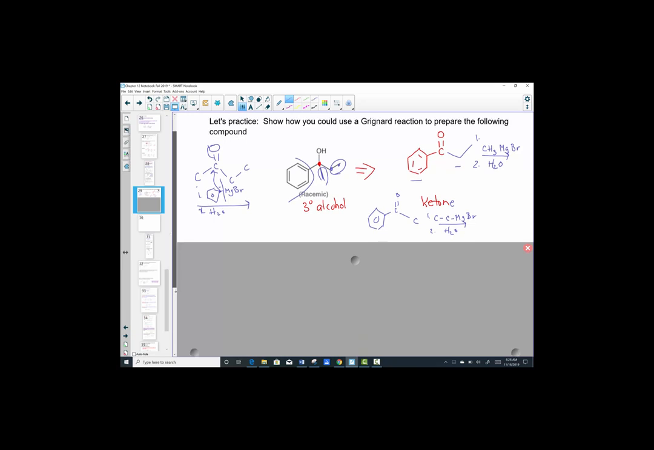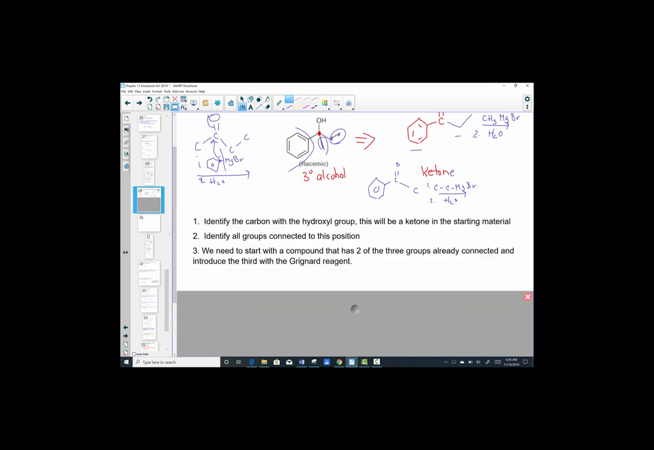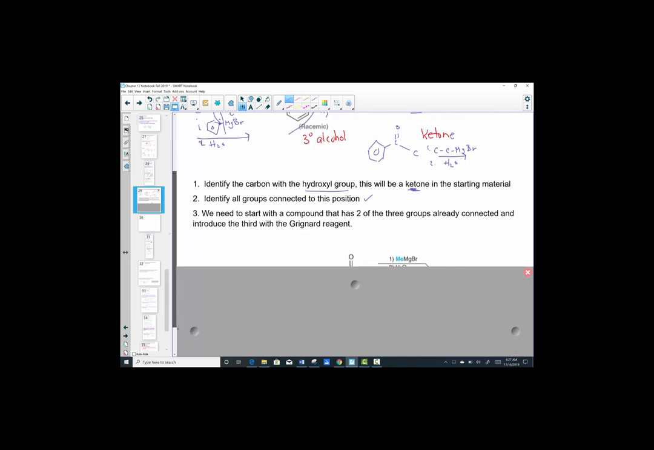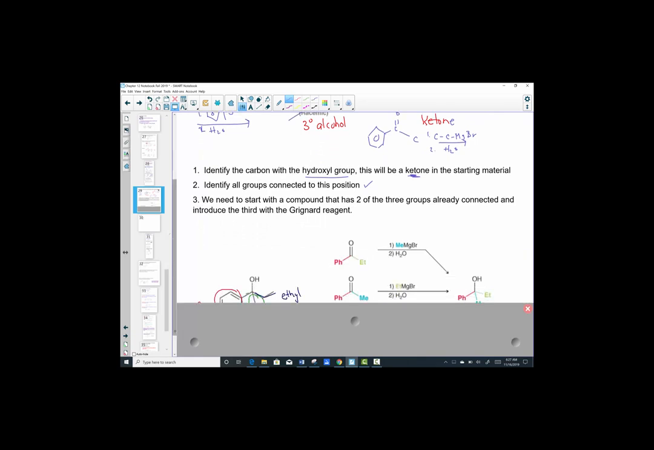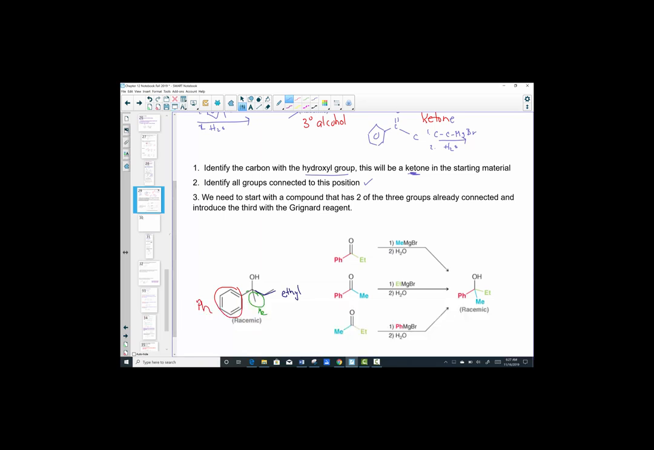So really, to reflect upon how we could create this, we had 3 different answers. We identified the carbon with the hydroxyl group, knowing that it came from a ketone. The ketone has to be the starting material. And then we just worked to identify all the groups that were attached to that position. We need to start with 2 of the 3 components on that carbon and use the Grignard reagent to introduce the 3rd.